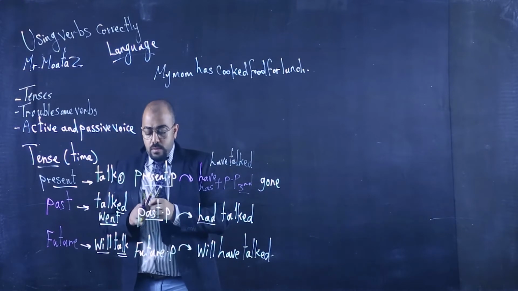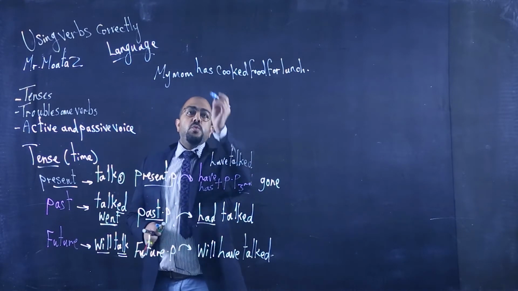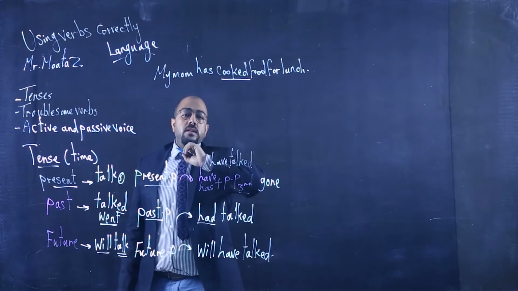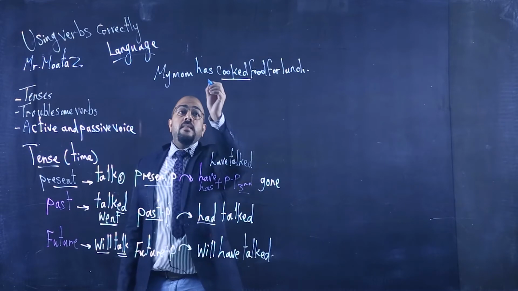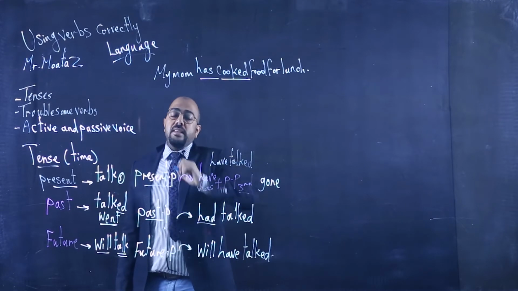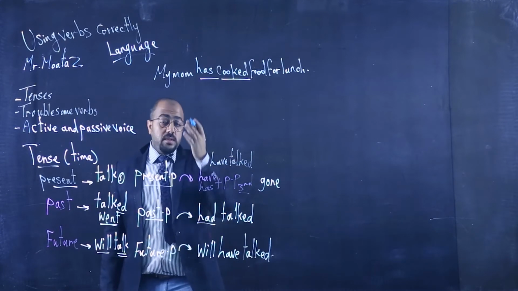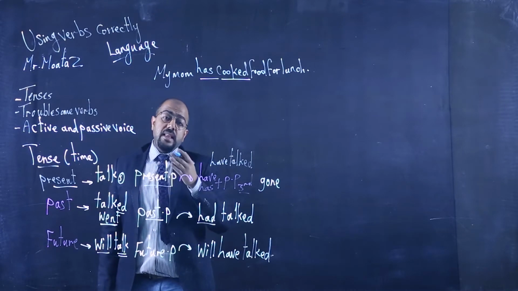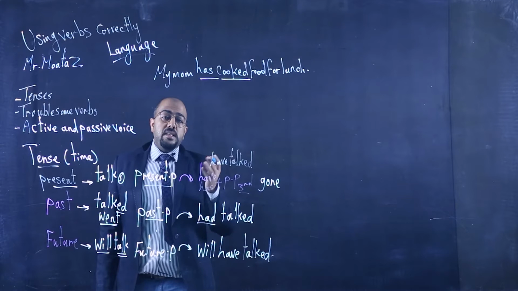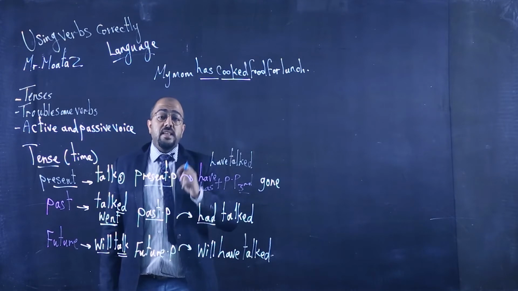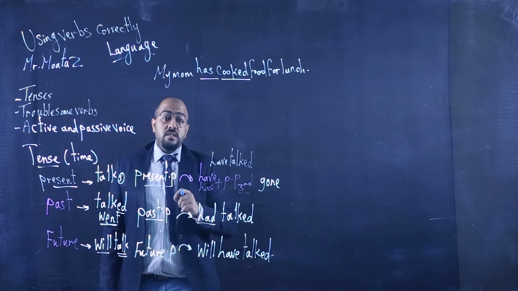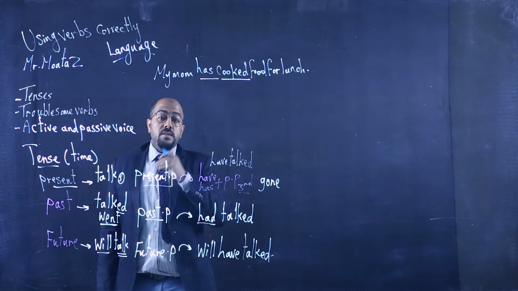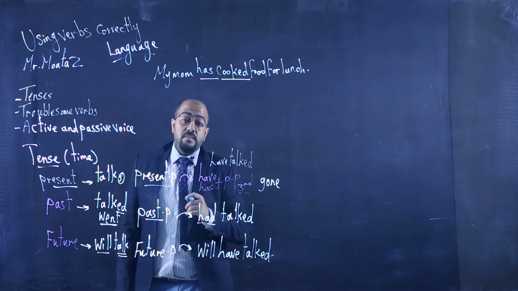So here we have two meanings. The first, that the food is finished. She prepared all the food. The second, that the food is ready right now. So it shows an action that happened in the past, but is still relevant to the recent time. I have just eaten, I have just drunk. They show you an action that happened, but still relates to the recent time.